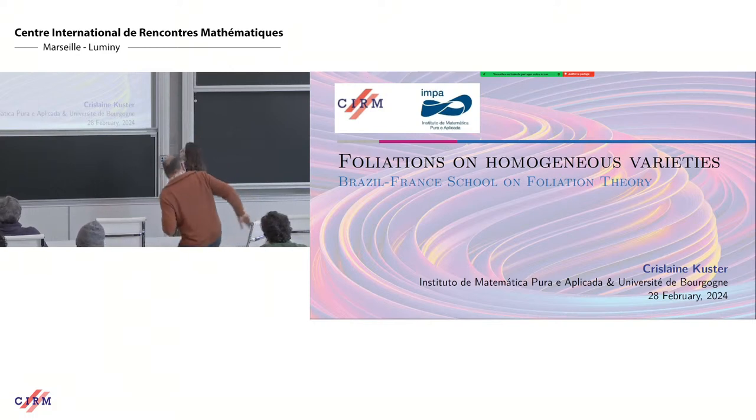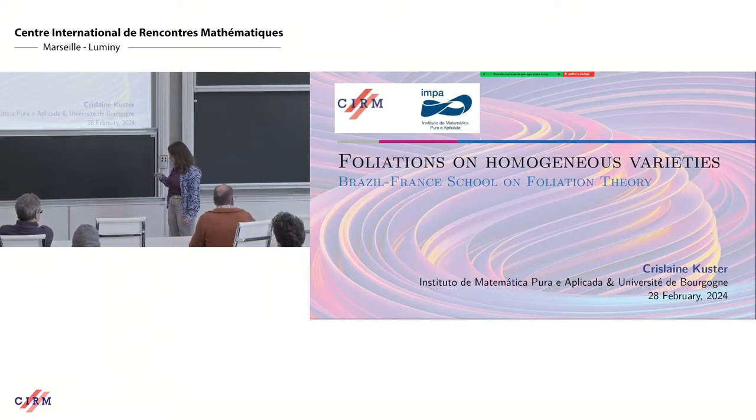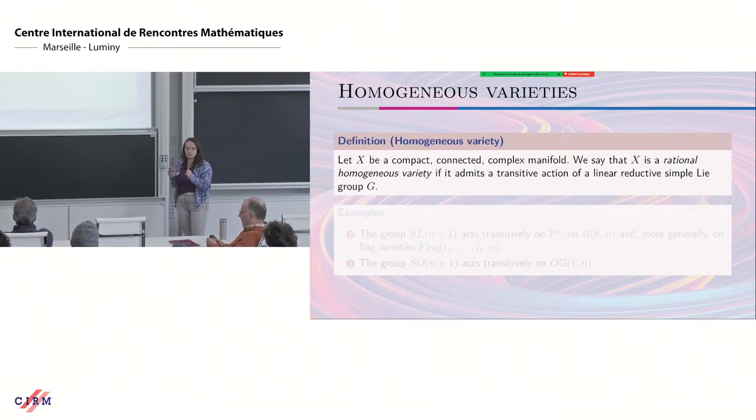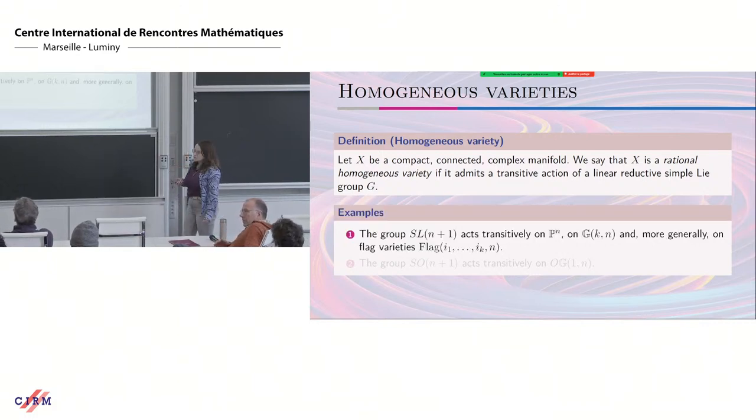So today I'm going to talk about foliations on homogeneous varieties. I will start by defining homogeneous varieties, and then I will define my problem and talk about it. Let's consider X a compact connected complex manifold. We say that X is a rational homogeneous variety if it admits an action of a Lie group and the action is transitive. For example, we can consider the action of the group SL(n+1) on P^n, on the Grassmannian of k-planes in P^n, and more generally on flag varieties.